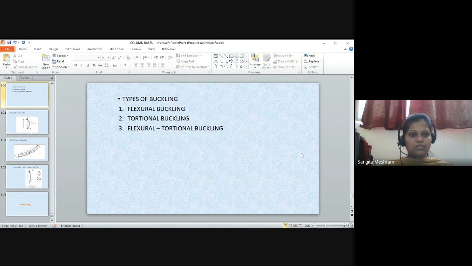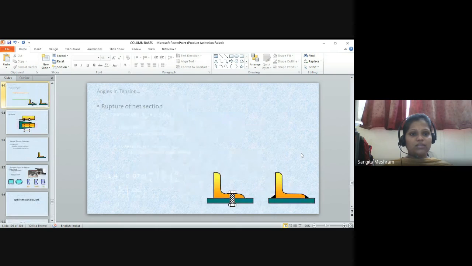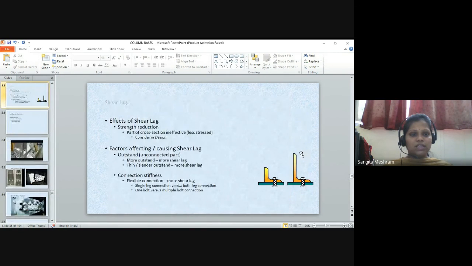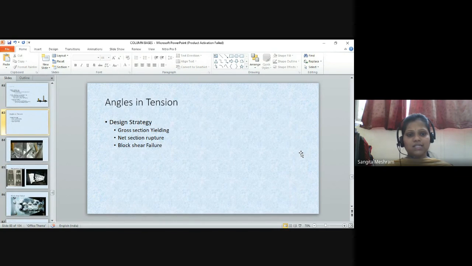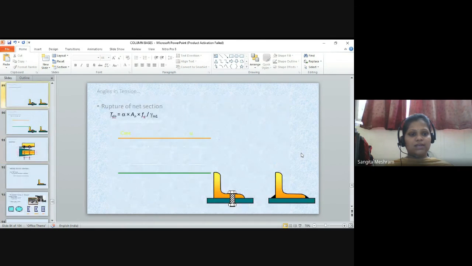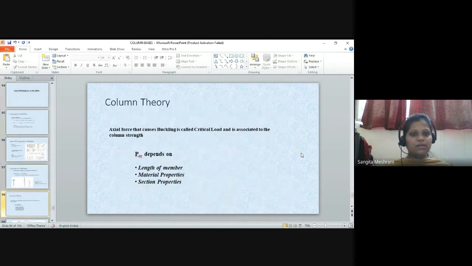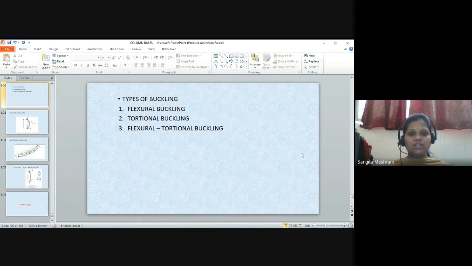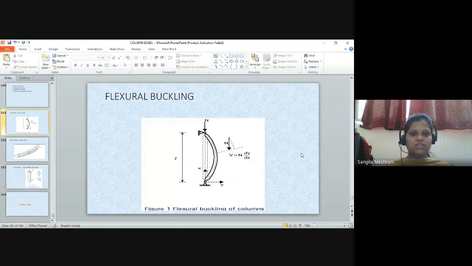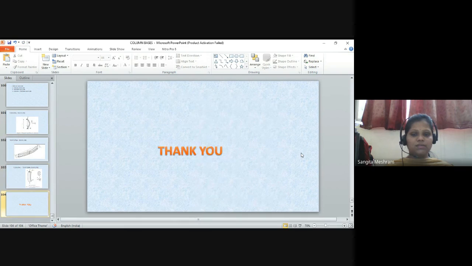So this is all about the tension member. Okay, so in case of tension, there are three design strategies: cross section, net section, and block shear. And in case of a compression member, you have to consider the buckling effect. There are different types: flexural buckling, torsional buckling, and flexural torsional buckling. So this is all about the column base connection system, different connection systems we already studied, and the compression and tension members. So I will complete this.